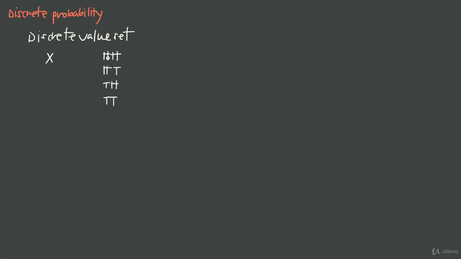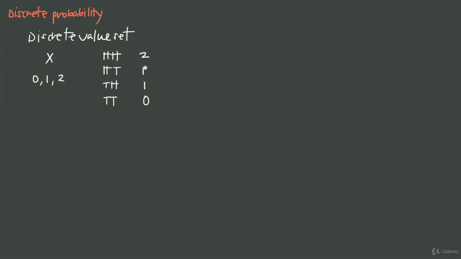Well, we can see here that if we get this first outcome, then we get 2 heads. If we get this second outcome, we get 1 head. If we get the third outcome, we get 1 head. And if we get this fourth outcome, we get 0 heads. So if X is a discrete random variable that models the number of heads we get when we flip a coin 2 times, then X can only take on the discrete set of values 0, 1, and 2. There are no other values that X can have.